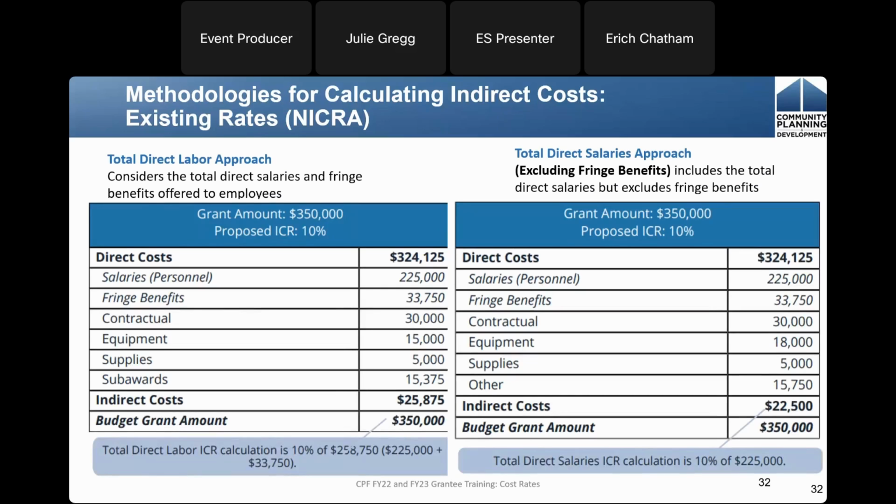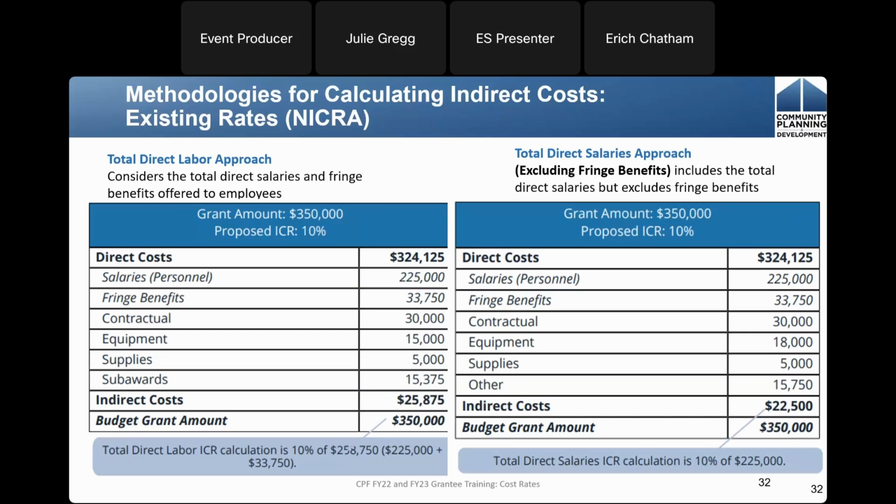Your left-hand side shows you a calculation. Option 1, the total labor approach. If you notice, the total direct labor is 10%, and it includes salary and fringe. That's the key difference here: the total labor includes on that left-hand side $33,750 in fringe. Remember from the previous slide, if you're going to include fringe benefits, and that's allowable, you have to be able to document the specific cost associated with that fringe and document it for the particular employees. So be mindful that you have the appropriate source documentation.